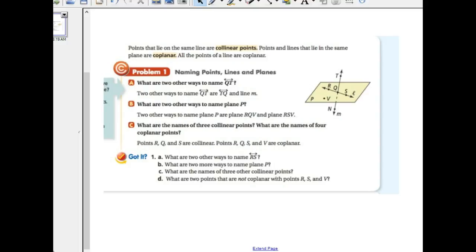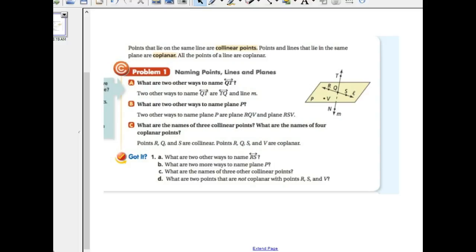Letter C, what are the names of 3 other collinear points? Well, we named the ones that were on plane P, but what about the other one? It would be this line right here. So we could name that TQN. And that would be 3 other collinear points. So a T, a Q, and an N.